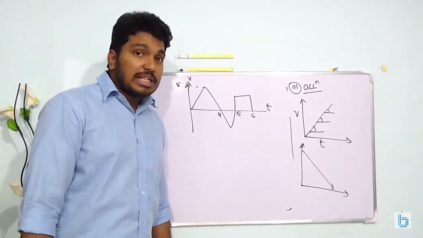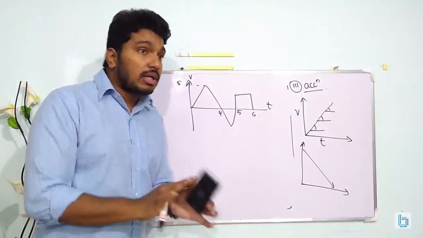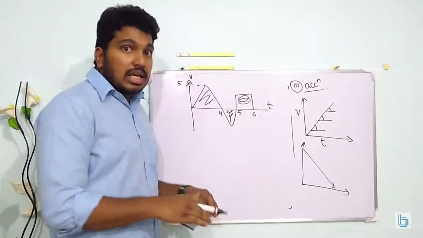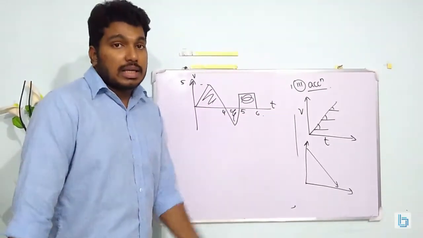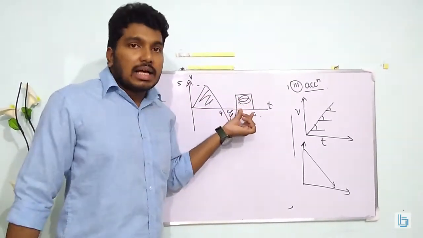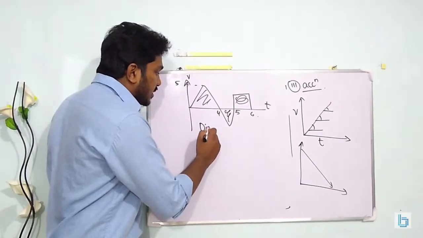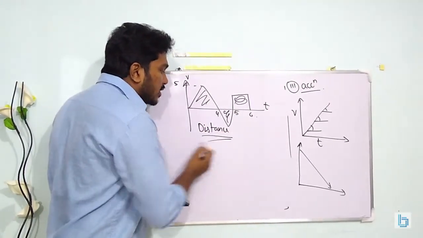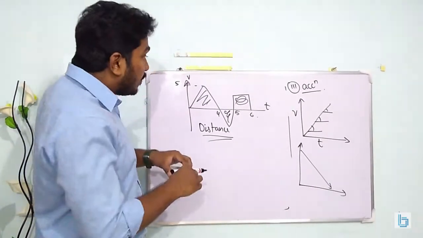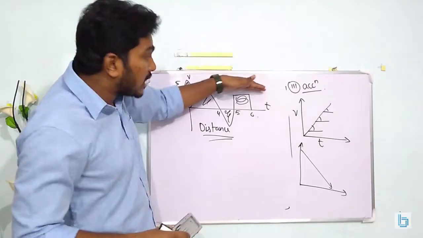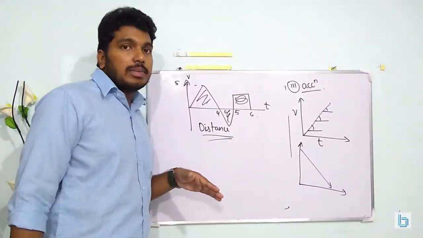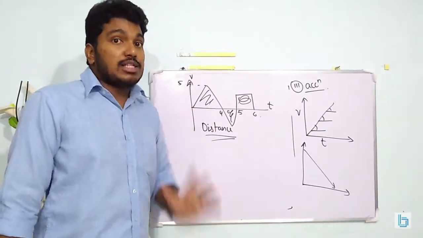To find the distance from the VT graph, the only thing you have to do is find the area of this triangle, find the area of the shape, whatever it is. If it is a rectangle, find the area. If it is a square, find that area. Then add everything up. When you add up all the areas, you will get distance. And when we add up the area above the axis and subtract the area below the axis from it, we will get displacement.